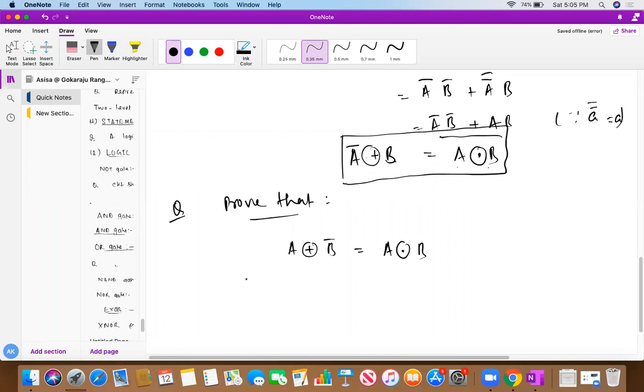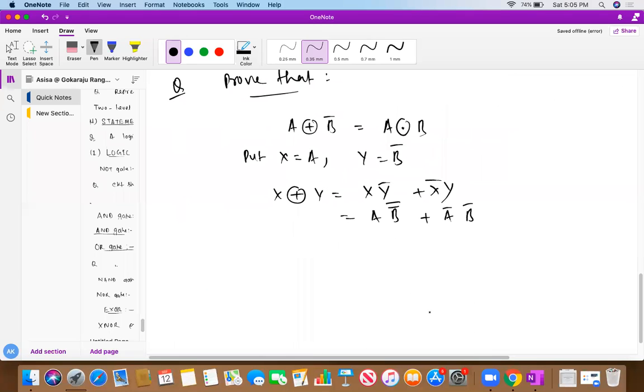So how to do it the same way? Here put X equal to A and Y equal to B bar, and we know that X XOR Y is nothing else X Y bar or X bar Y. You can say this will be A B bar bar, this is A bar and B bar. So obviously this is AB and this is A bar B bar. I can also express this in the form of A bar B bar or AB, which is nothing else A XNOR B. Understand? So LHS equals RHS, golden formula, hence proved.